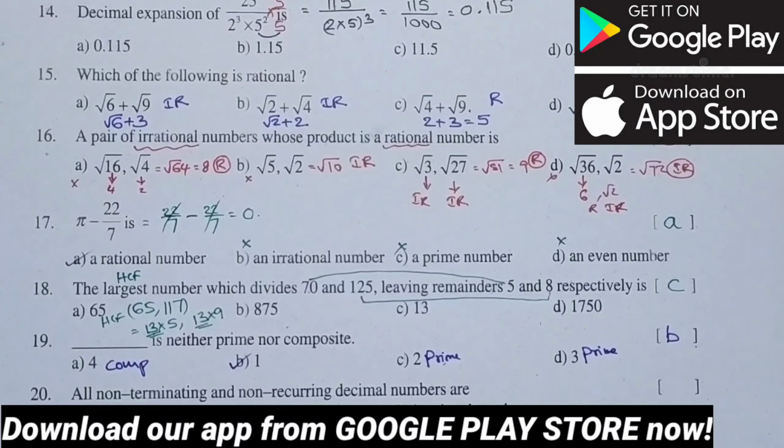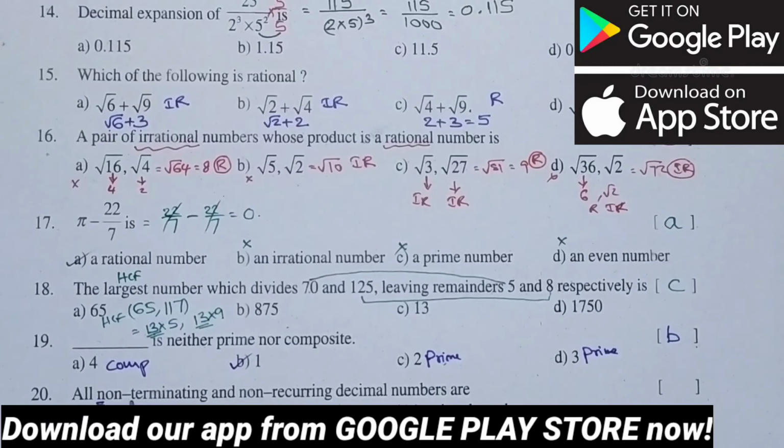All non-terminating and non-recurring decimal numbers are dash. So here when it is non-terminating, non-recurring, it is always an irrational number. It is always an irrational number. So let us see the options. Option B is the right answer.